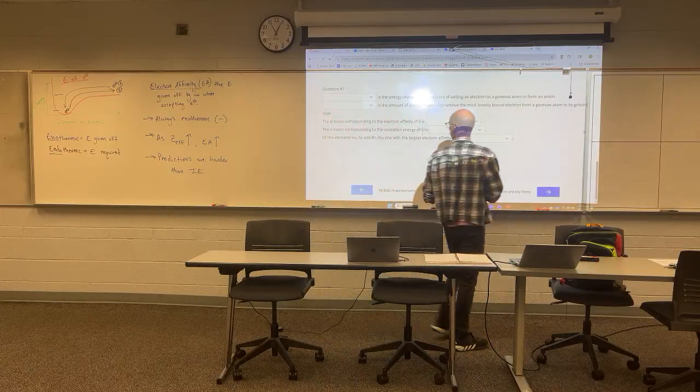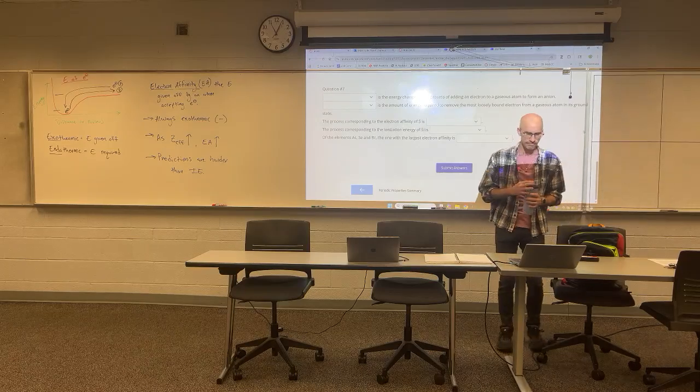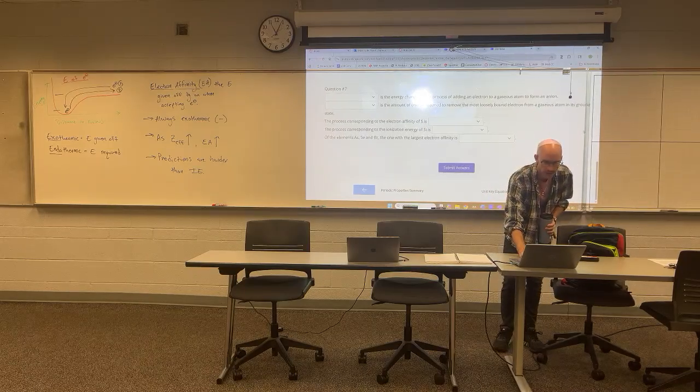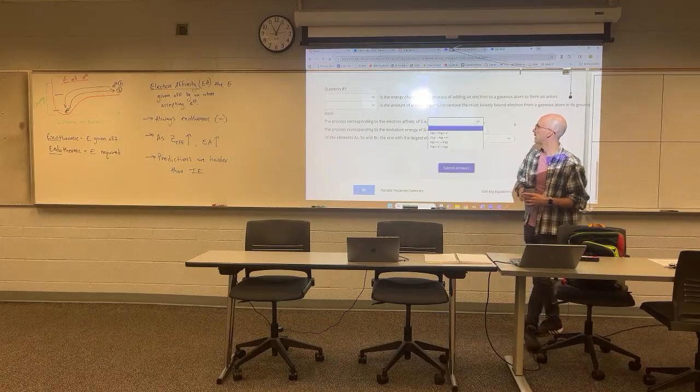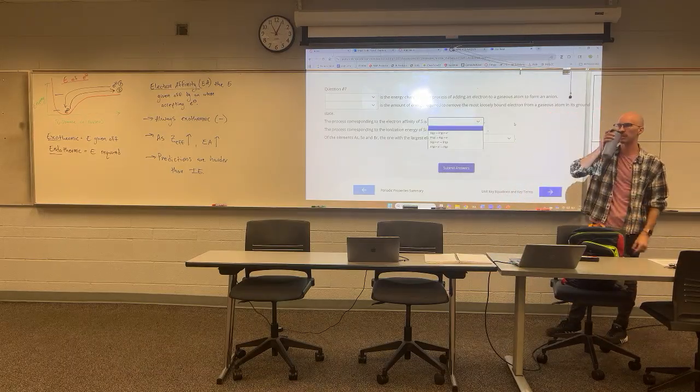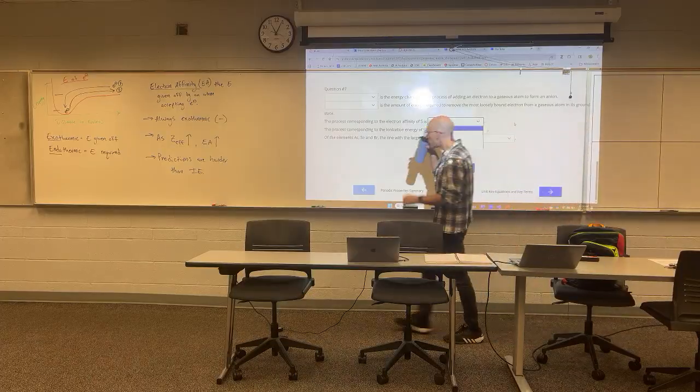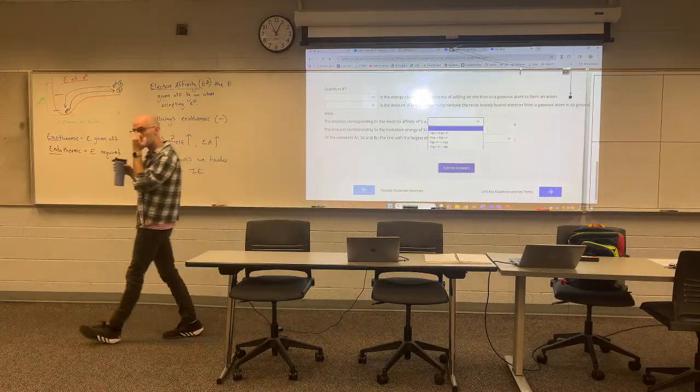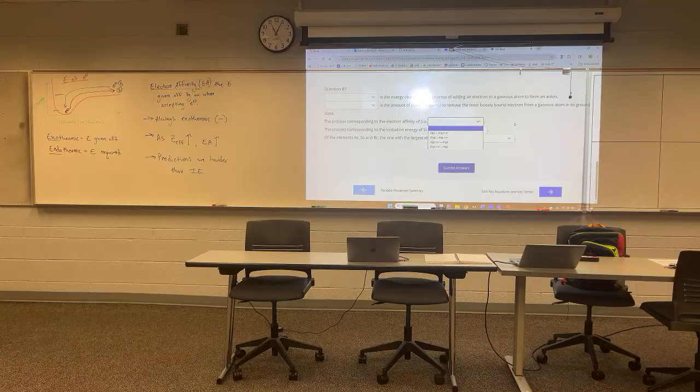I want you guys to work on this one. The process corresponding to the electron affinity of S is which of these? I gotta say, Module 7 checkpoint, one of the most boring ones. It's all drop down, just determining the relationships between stuff, trends.